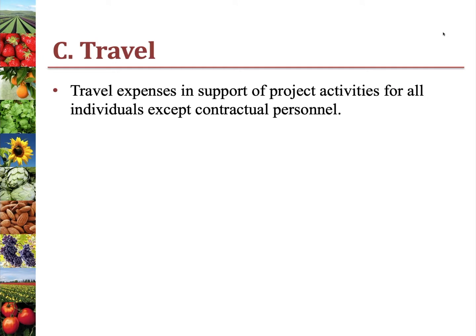Project-related travel expenses will be listed in category C. The expenses listed here should be in support of project activities for all individuals except contractual personnel. If the project has contractors that will be traveling as well, those costs should be listed under the contractual section.